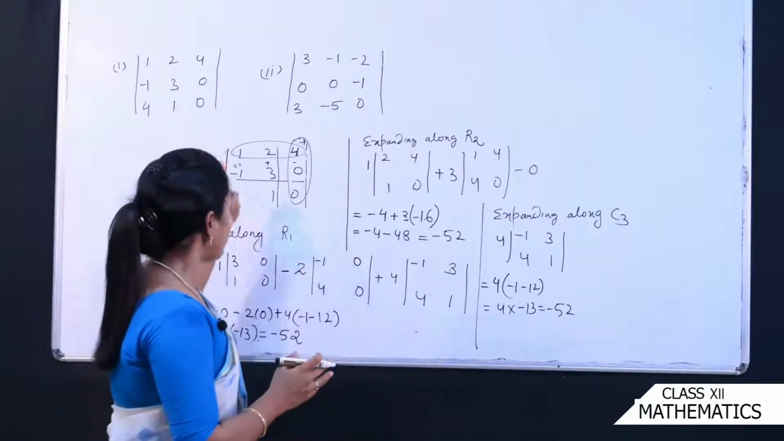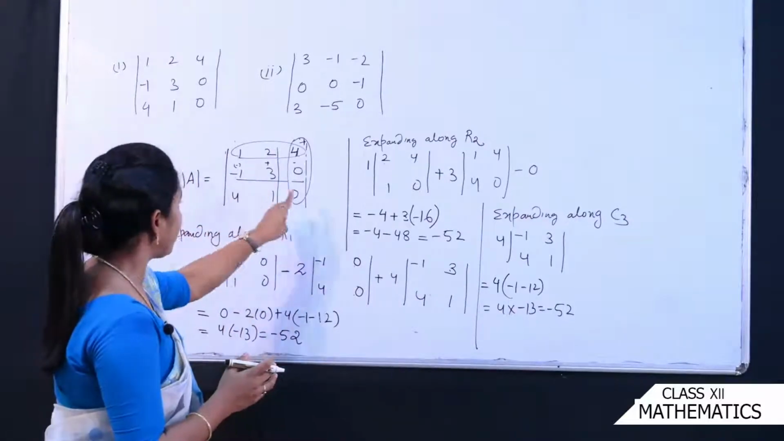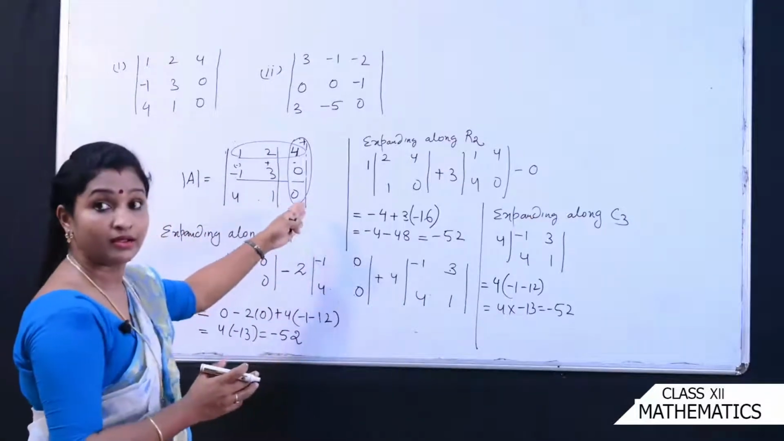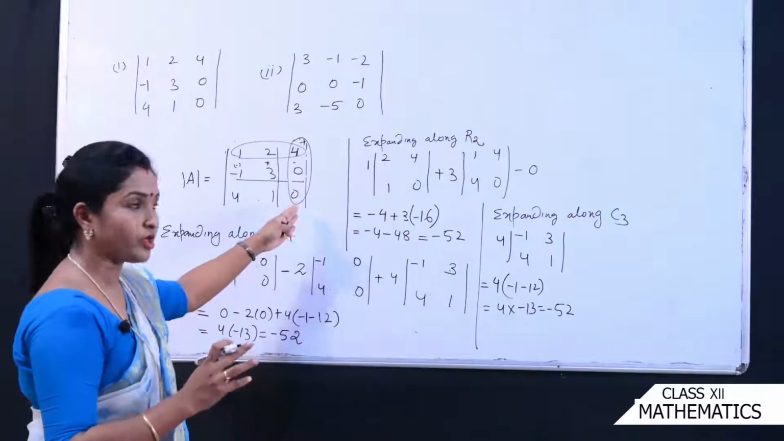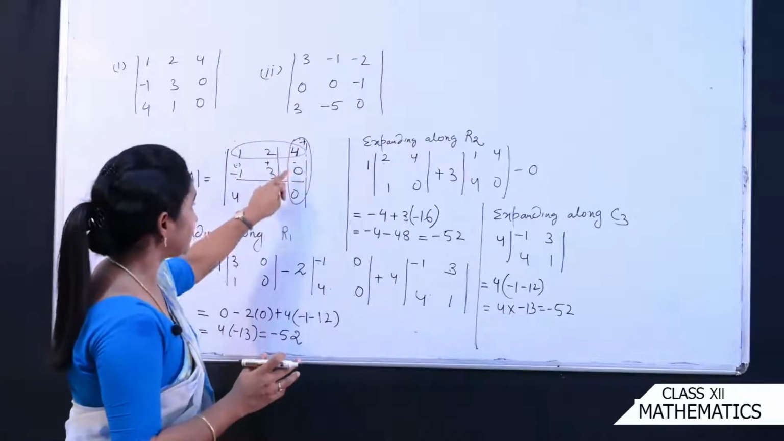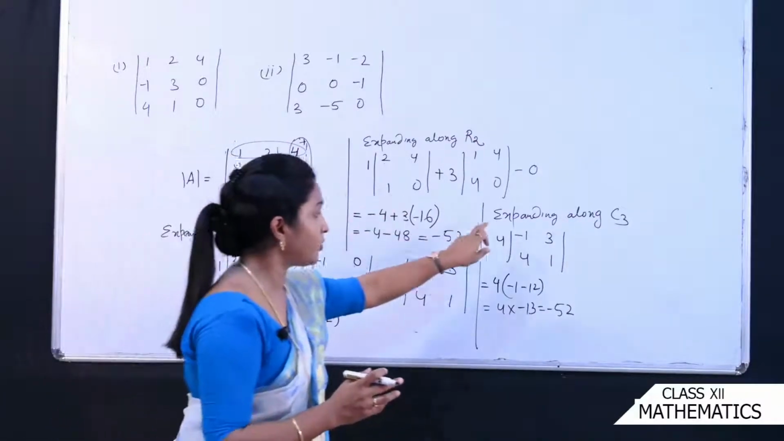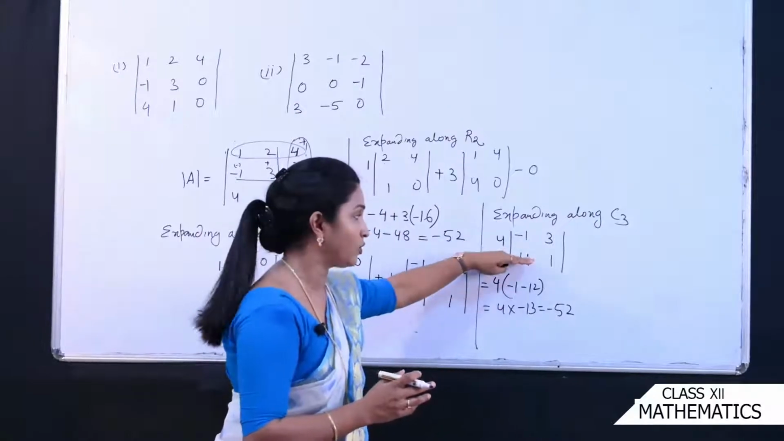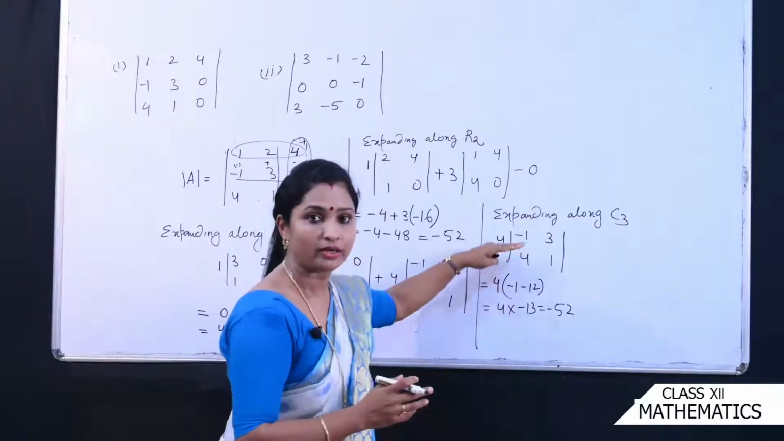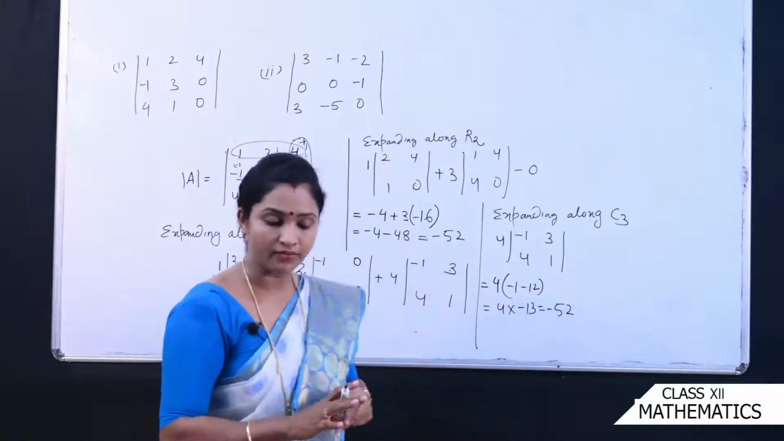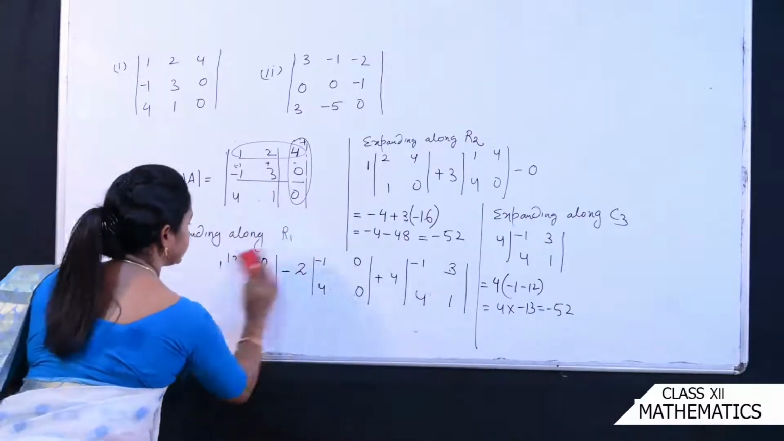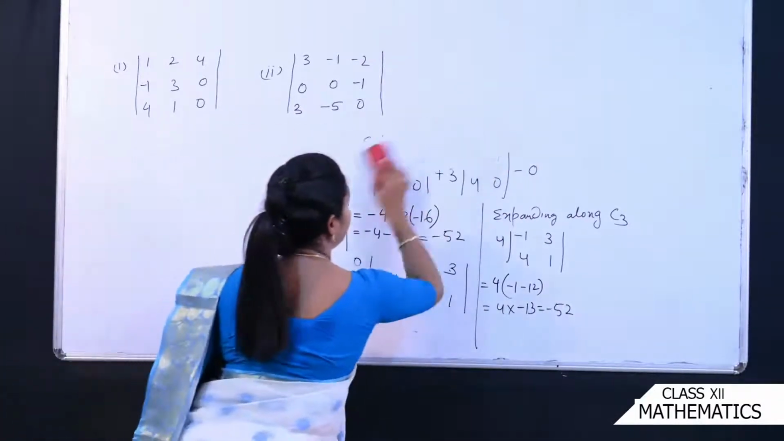So if you are getting a question like this, you have to see which rows or which columns have more zeros. So here in C3 you see the zeros are more. So it is better to expand along C3 so that you can calculate in less time. Okay, clear children? Now we'll go to the next example. Look at the next one.